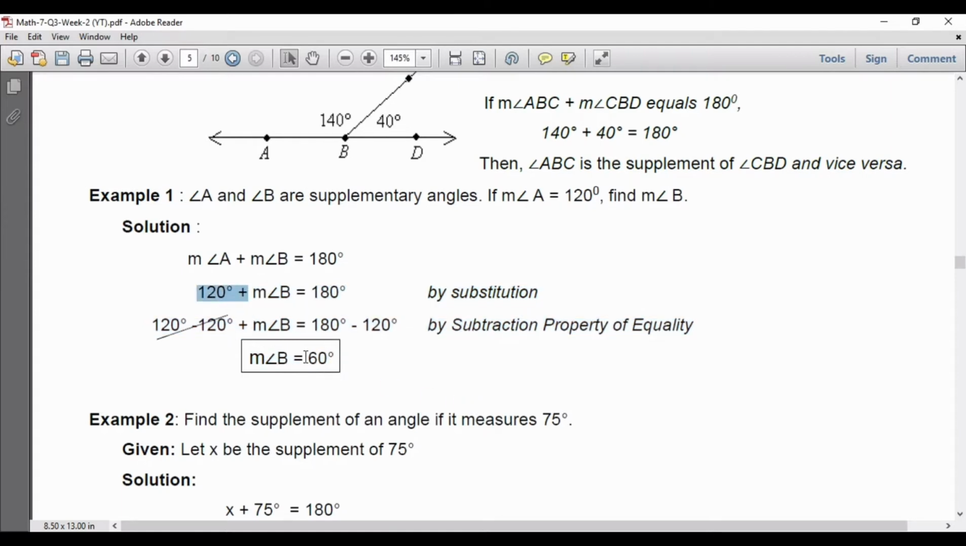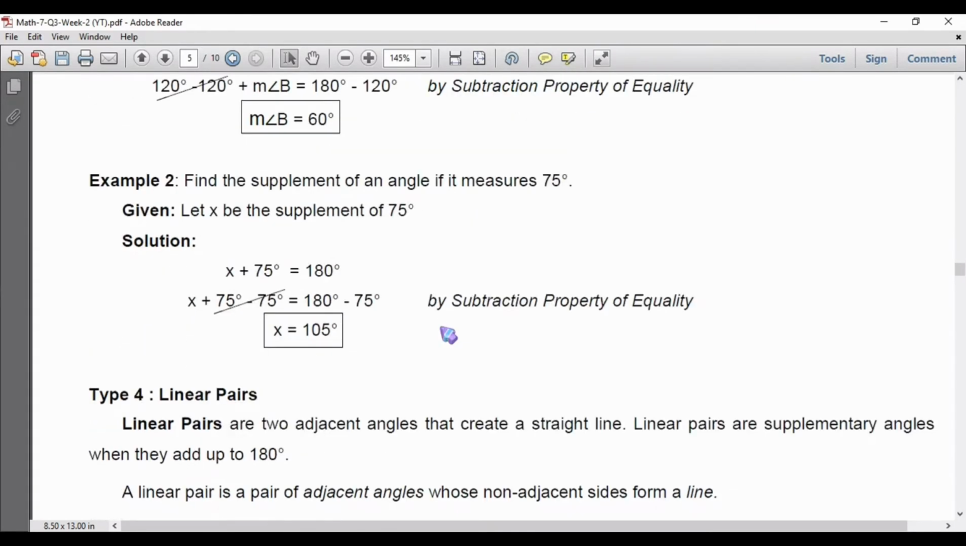120 degrees plus 60 degrees equals 180. Because the measure of angle A equals 120, the measure of angle B equals 60. So 120 plus 60, is it equal to 180 degrees? Yes. Okay, so the correct answer will be 60 degrees. They are supplementary angles.